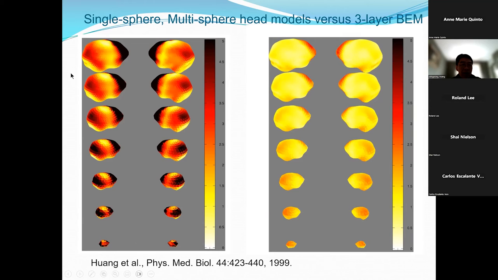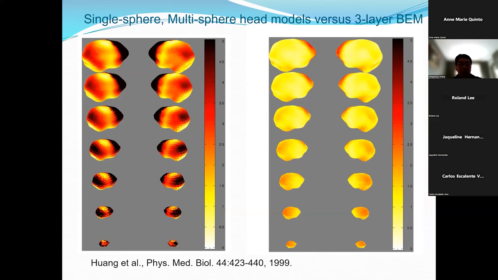On the left-hand side, you see the different depths, the difference between the single sphere MEG model versus the gold standard BEM. You can tell that for the vast majority, the parietal area, central sulcus, and occipital region, they are okay. The error is manageable. But in the prefrontal cortex, dark means there's a reduction of accuracy, quite a big deviation between the single sphere head model and the three-shell BEM. In contrast, the figure on the right-hand side shows the difference between the multi-sphere head model versus the gold standard BEM. You can see that almost everywhere the error is much, much less.